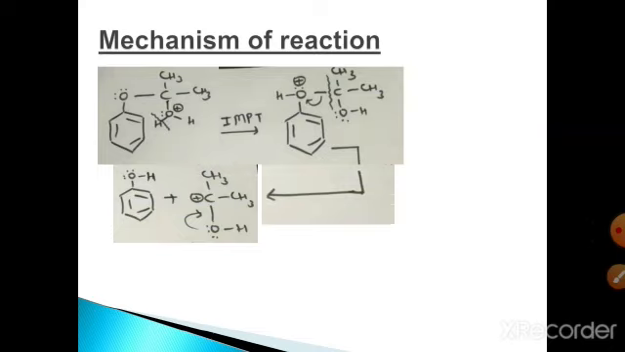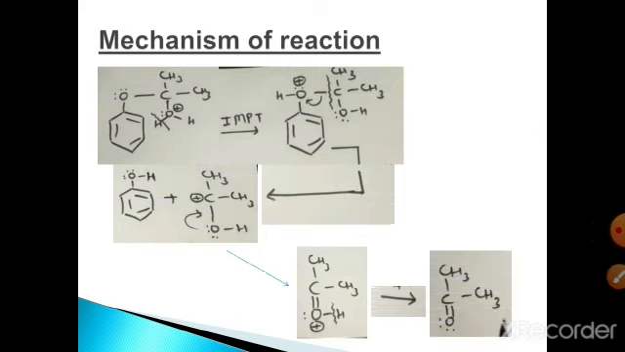When the carbocation is formed, then any nucleophile that is present in the reaction mixture, or we say the lone pair of electrons of oxygen, is shifted between this carbon and oxygen. Deprotonation takes place. The bond between oxygen and hydrogen breaks, and the electrons will shift towards the carbon and oxygen, and it is converted into acetone. So we end up getting acetone and phenol.